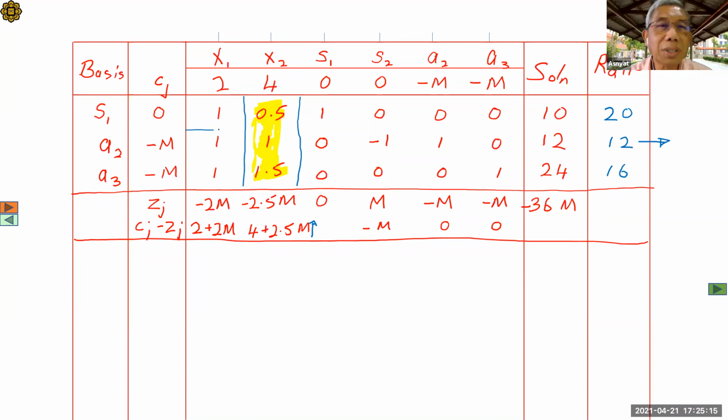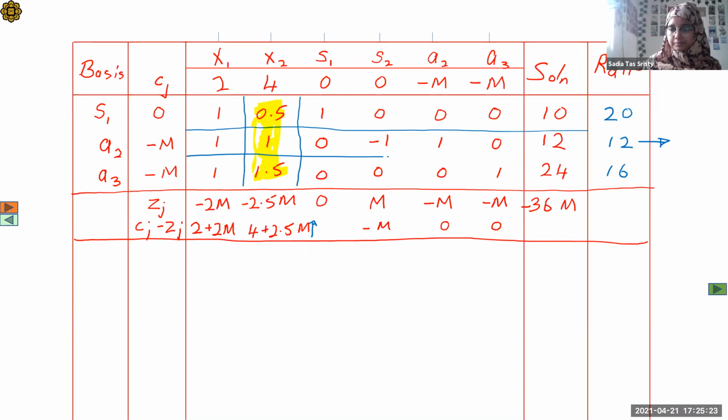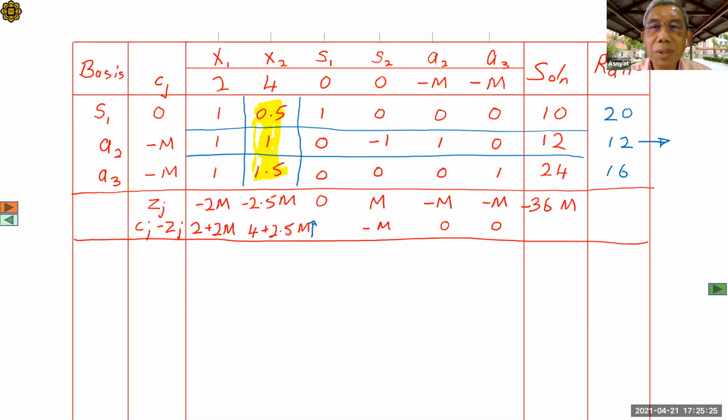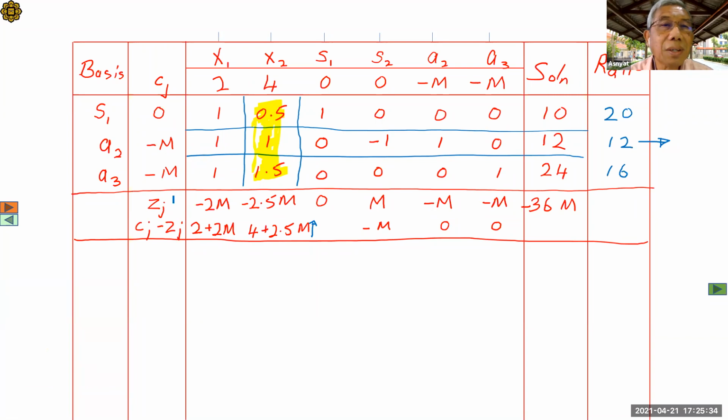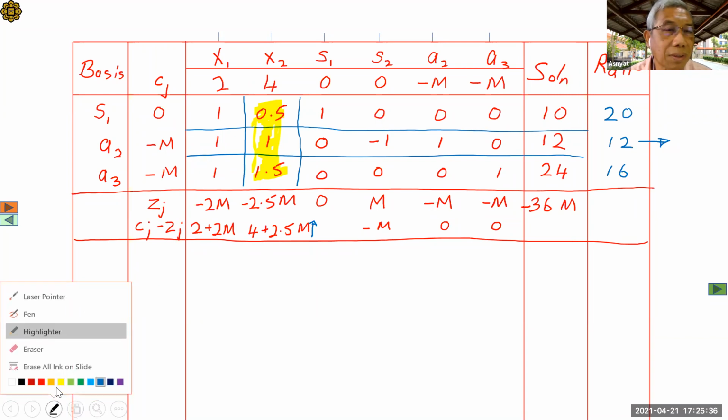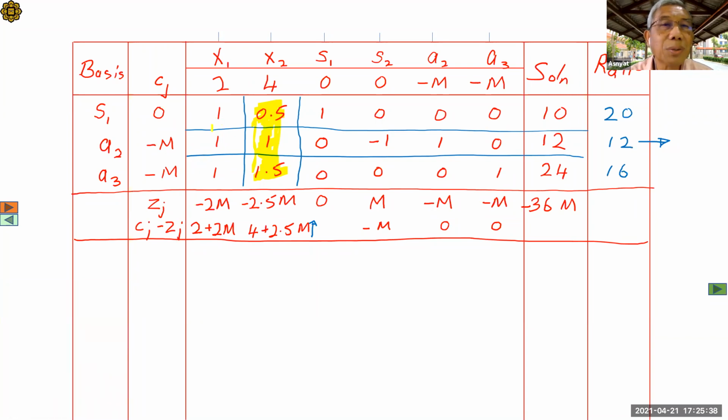So this is the pivot row. You have a highlighter, you can use a highlighter. Let's say I choose highlighter yellow just to illustrate. I can just go across. This is the pivot row.